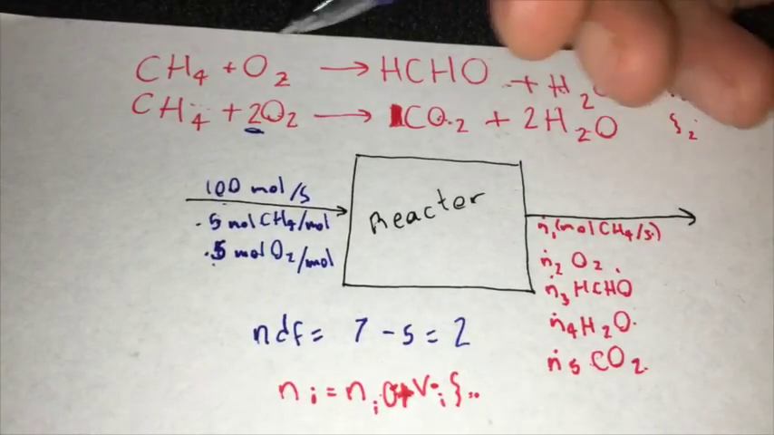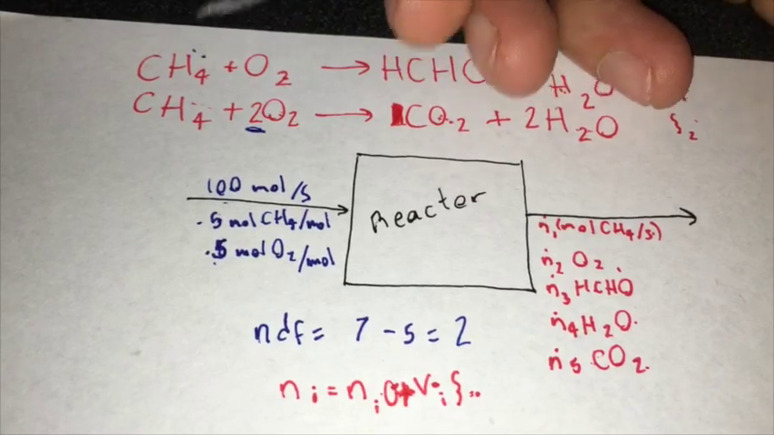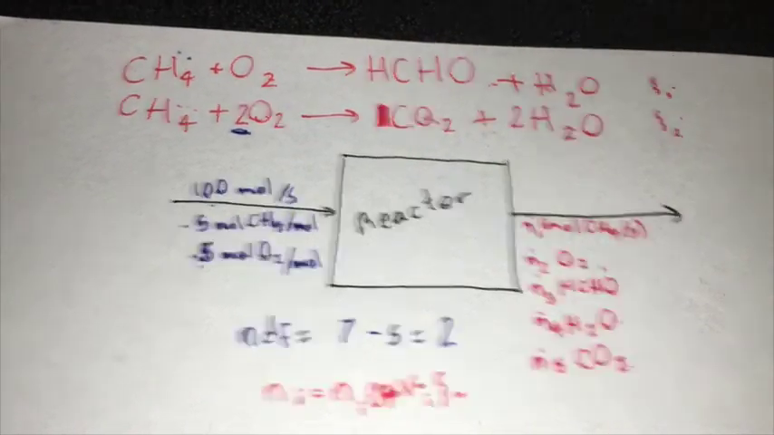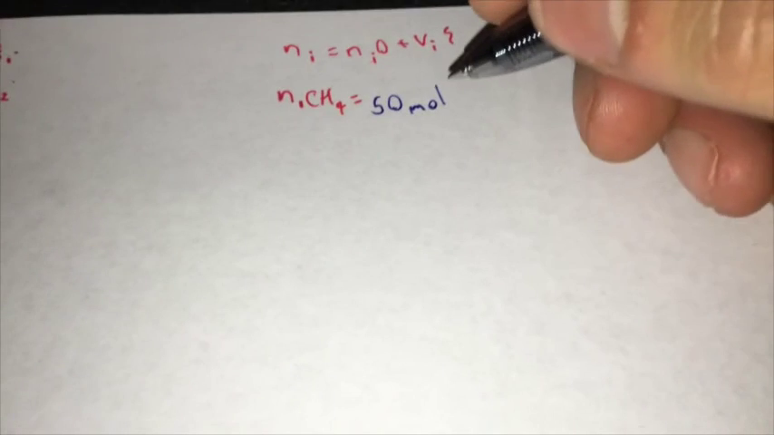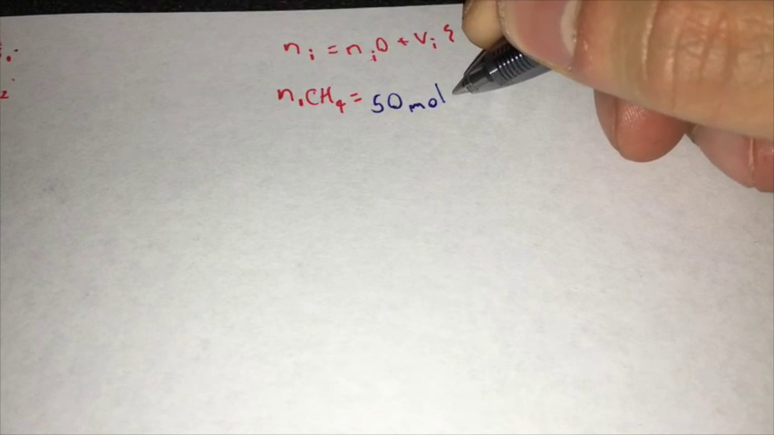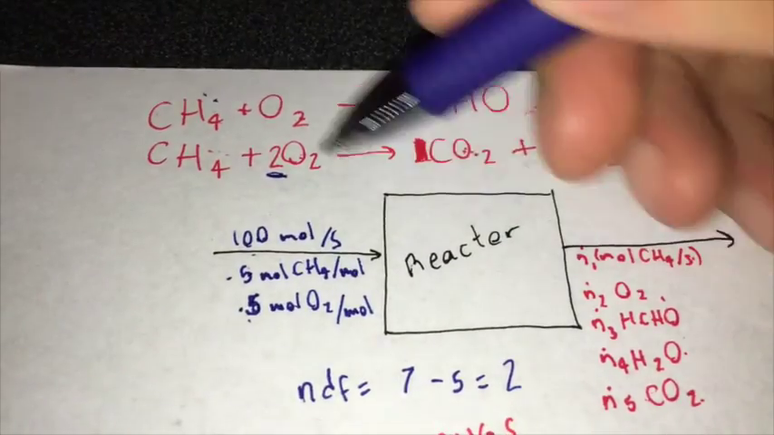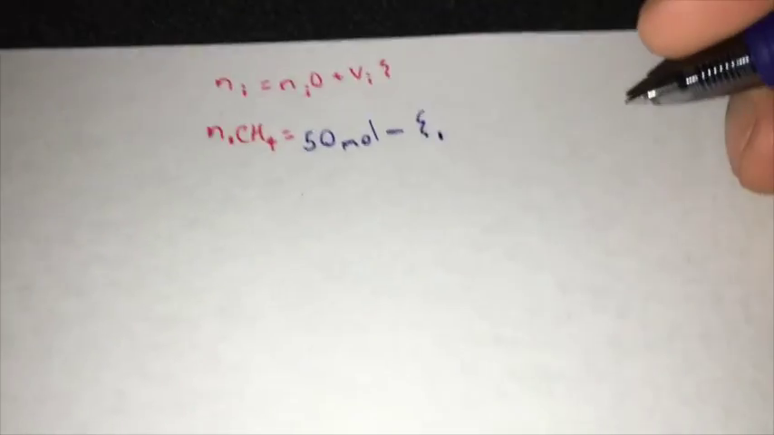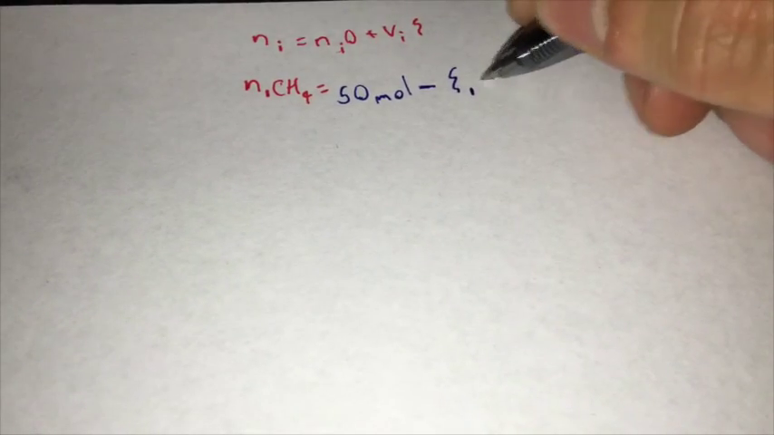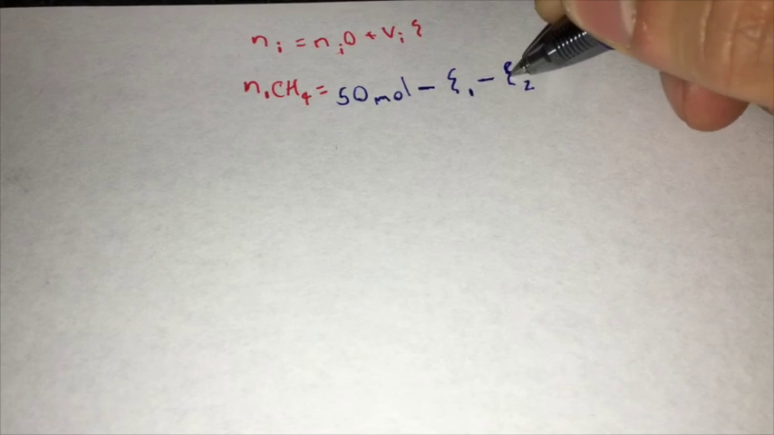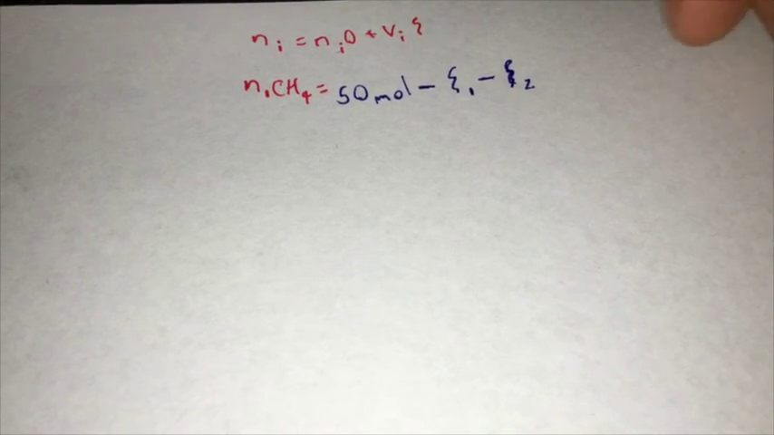Since CH4 is on the reactant side, the extent of reaction 1 is going to be negative in this equation, so negative 1. And CH4 is also in the second reaction right here, so we also have a negative C2. I'm calling that C. So we have our first equation. Now we move on to the other equations.